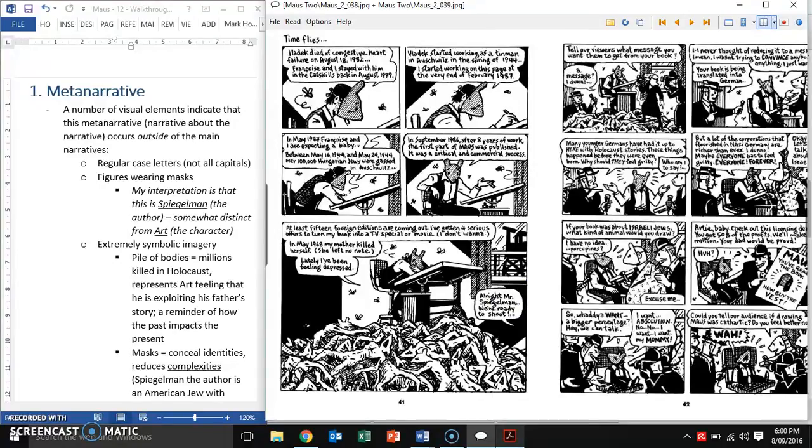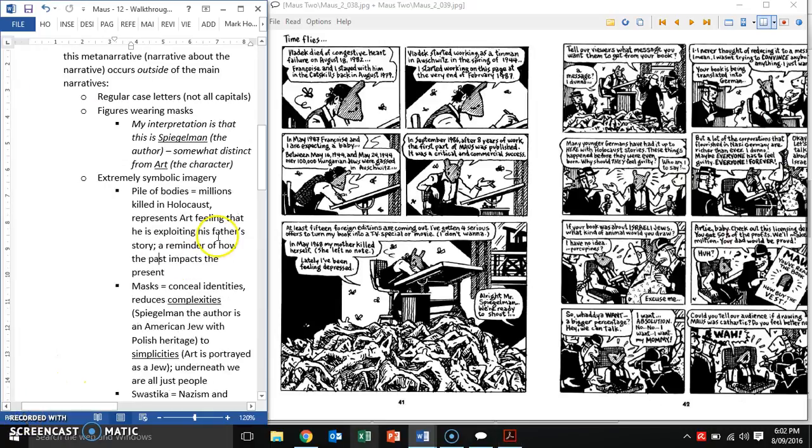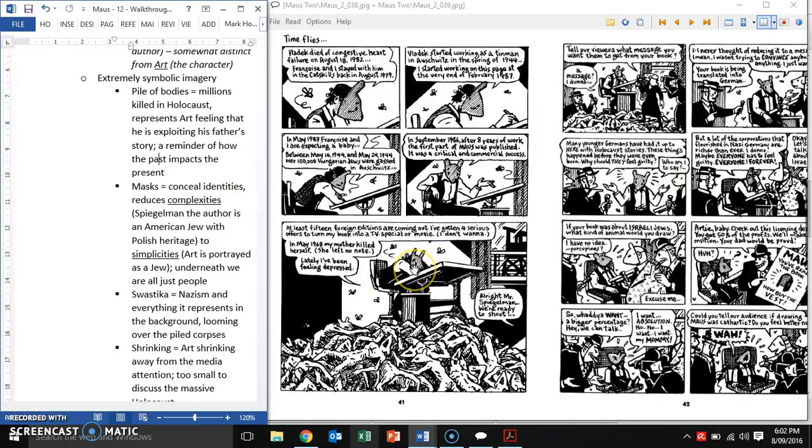Now some of the visual elements that I've got listed over here in the notes. We've got piles of bodies at the bottom of this panel here, alluding to the millions killed in the Holocaust and also representing Spiegelman's feelings about exploiting the suffering of his father and all those Jews during the Holocaust that died in order to make this book. We also have a lot of masks in this section here, and they serve to conceal identities and simplify the really complex issues that we have throughout Maus, such as race and culture. We can clearly see that they're masks because they've got these little strings on the back.